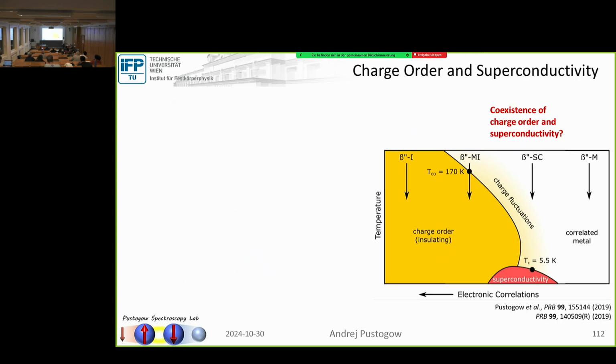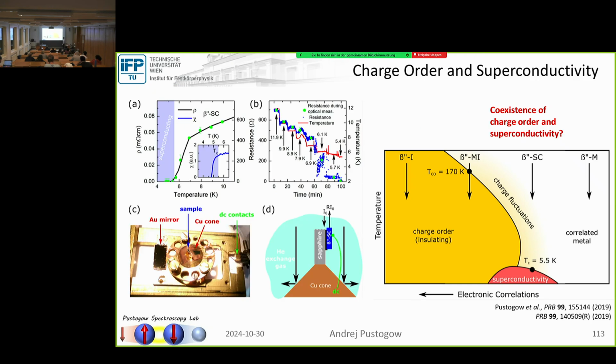And one question which was of interest was, is the superconductivity here coexisting with the charge order or not? For this, we made a very comprehensive measurement. So we had to measure the resistance of the sample during our optical measurement.